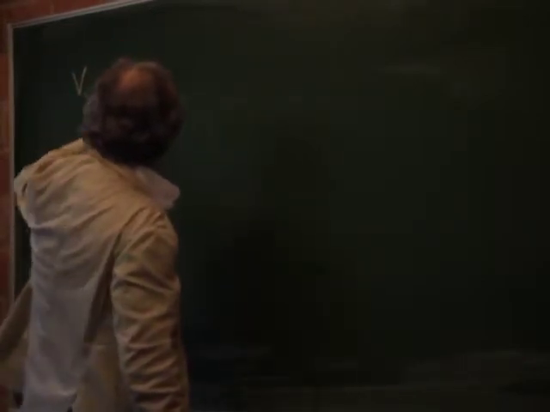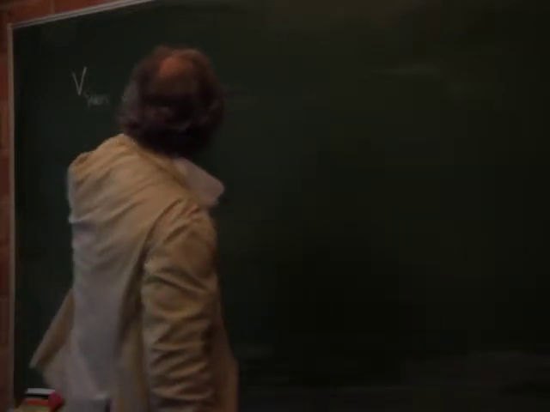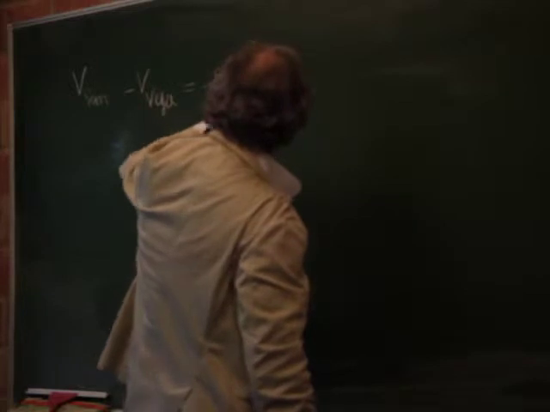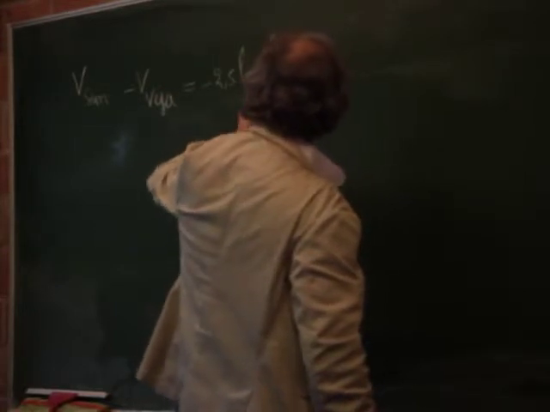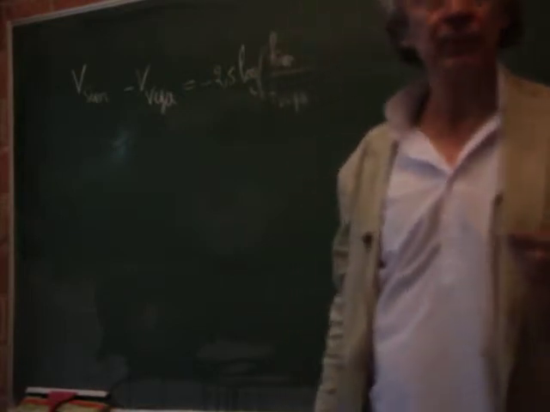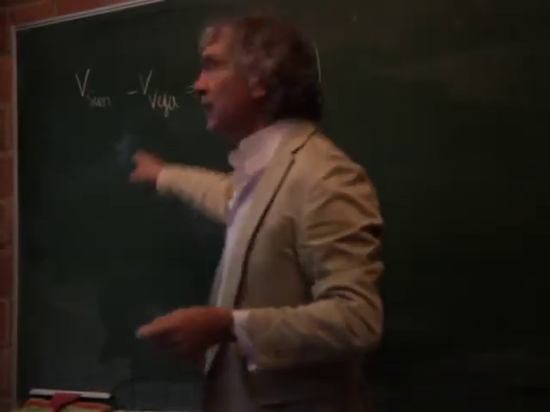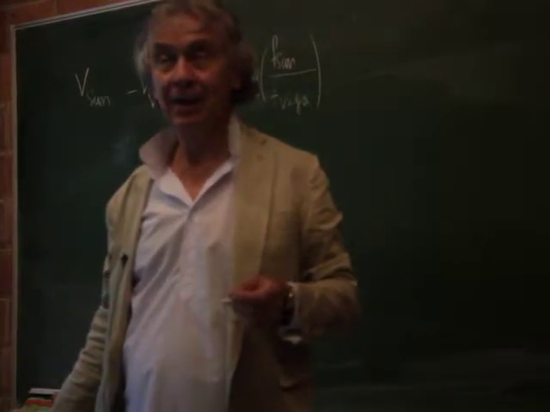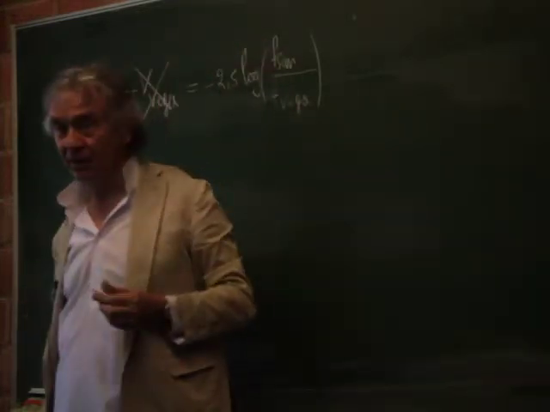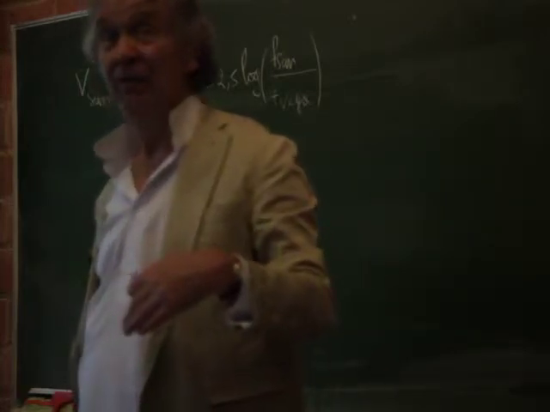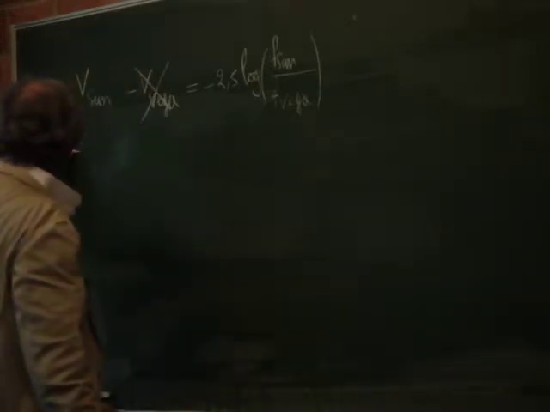So we know that in that case, you could write that the apparent magnitude of the sun minus the apparent magnitude of Vega is equal to minus 2.5 times the logarithm of the flux of the sun divided by the flux of Vega. You agree? Now, how much is the magnitude of Vega? Yeah, zero. So this is good. The apparent magnitude of the sun, do you know? Minus 26.7. So it's huge.